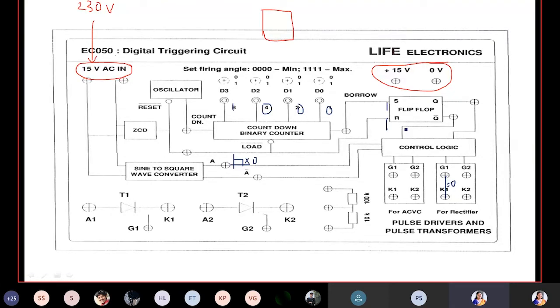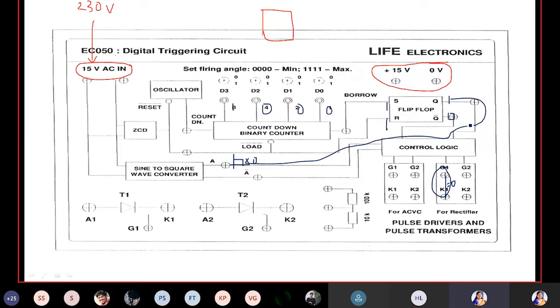For an SR flip-flop, if 1 1 appears at the input, what will be the output? Not defined. Toggle. It will toggle and interchange the values. Like it will become 1, it will go to 0. So at this moment, Q will become high and it gets multiplied with this, and the pulse will be appearing at G1, K1. At that moment the thyristor will come to on state. This is how we can generate firing pulses, and we can turn on the SCR using a digital triggering circuit.